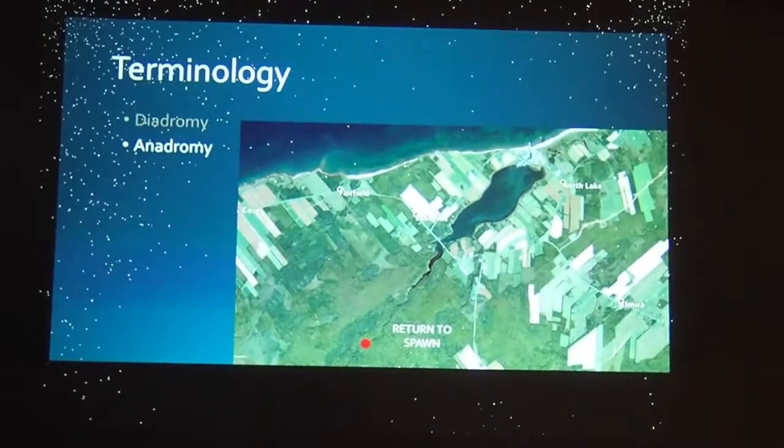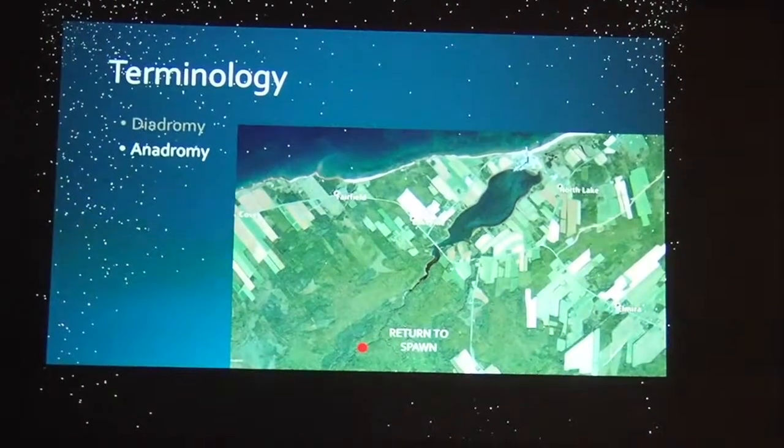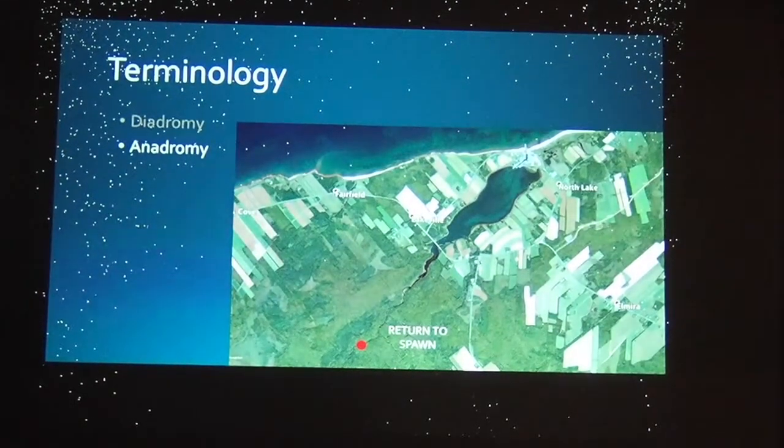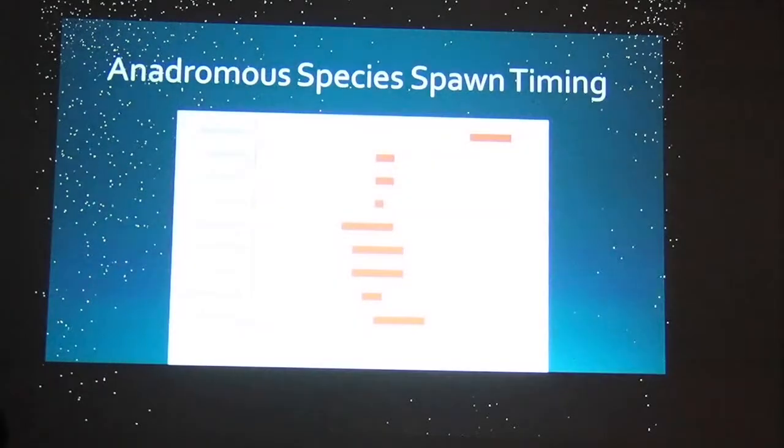So they would be born somewhere out in the ocean. In the case of American eels, they're born in the Sargasso Sea, and then they come back into freshwater, where they spend upwards of 20 to 30 years growing into adults, and then they'll return back to the ocean to breed.